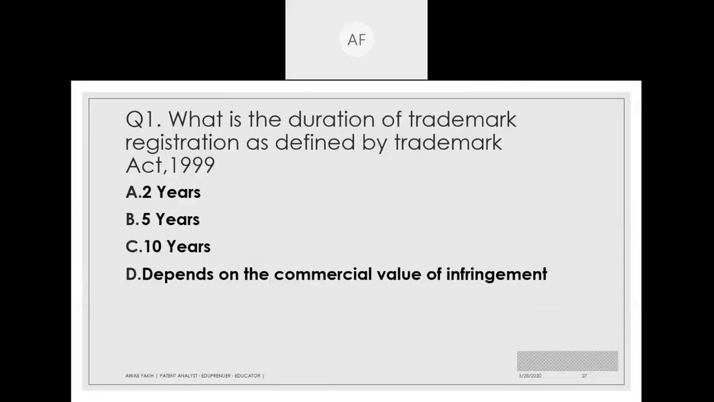That's a question for you. You can answer in the chat room. That is A, B, C, D. You can answer in the chat room.